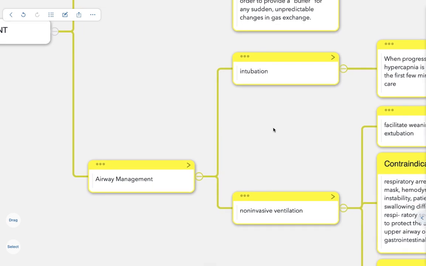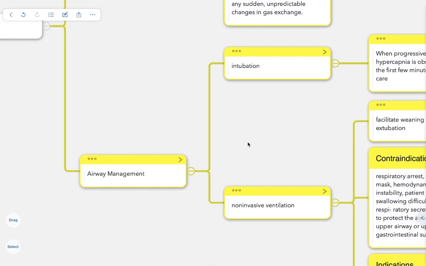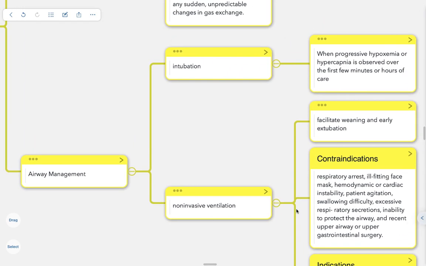After that, choosing the right airway management is very important. Airway management can happen either by putting a patient on mechanical ventilation or the patient is on NIV. Now, intubation is chosen when there is progressive hypoxemia or hypercapnia over the first few minutes or hours of care. So you have put the patient on oxygen, but still the patient is not improving. The hypercapnia has deteriorated. All these are indications for intubation.